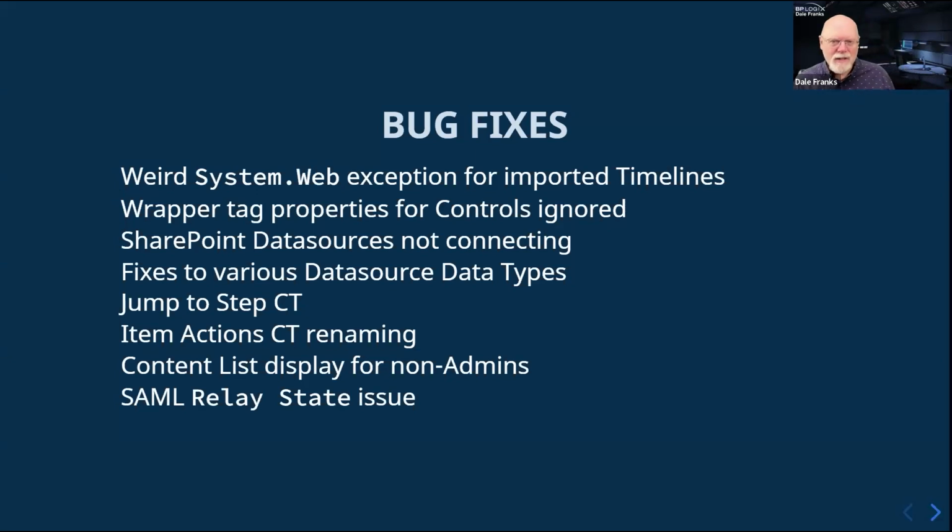Some custom tasks had to be fixed as well. The jump to step custom task required a fix, and this is a workflow custom task. So this is a bug in workflows. I hasten to add, you shouldn't be using workflows. So this is not an error that should affect you because you should be using process timelines. However, if you were using workflows and you had a jump to step CT running, there was an issue that could prevent it from jumping to the designated step. We've gone in and fixed that.